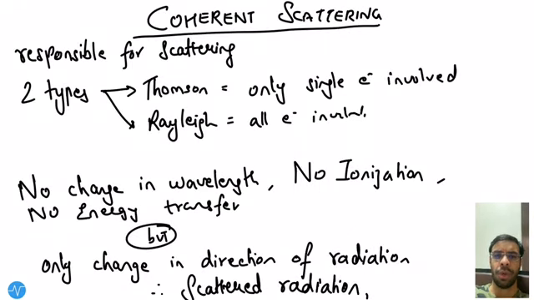First one is coherent scattering. It is responsible for scattering of the X-rays. Two types, Thomson or Rayleigh. Thomson means only a single electron is involved. Rayleigh means all electrons will be involved. Now, what is the characteristic of coherent scattering? That means there will be no change in wavelength, no ionization, no energy transfer. Then what will happen? Only change in direction of radiation. Therefore, it is a scattered radiation.